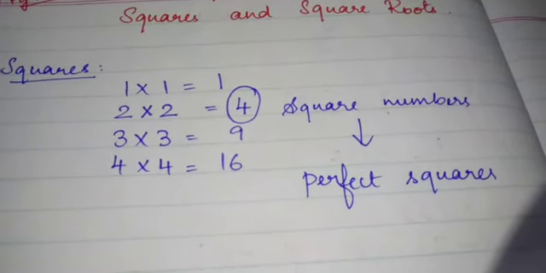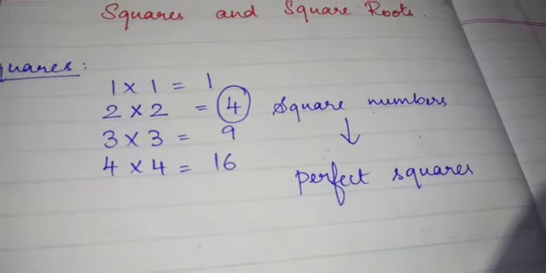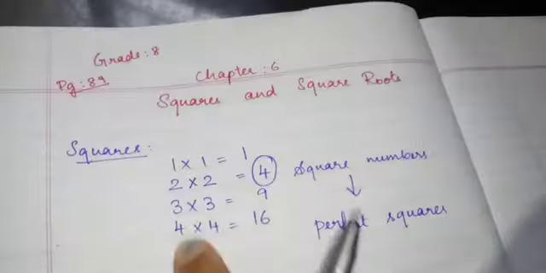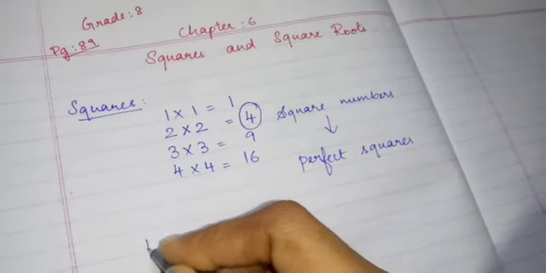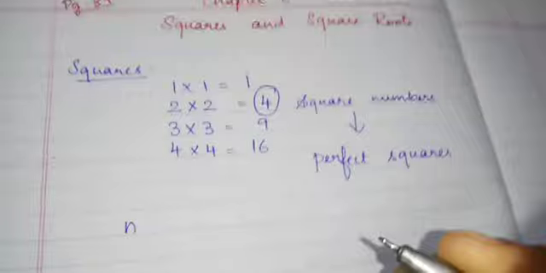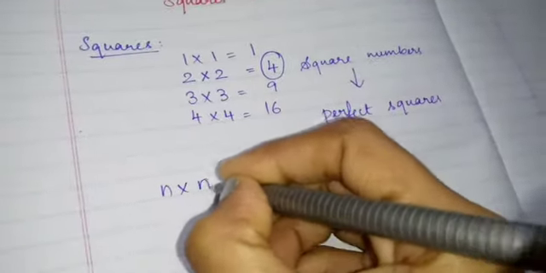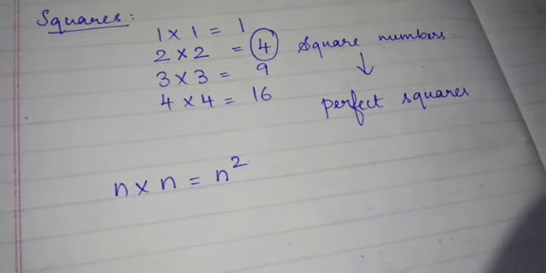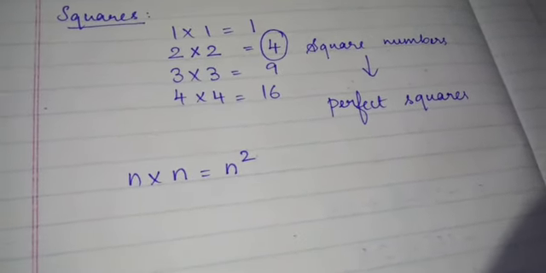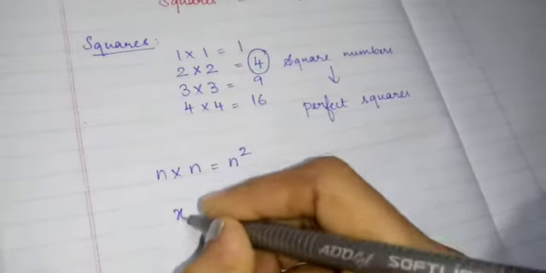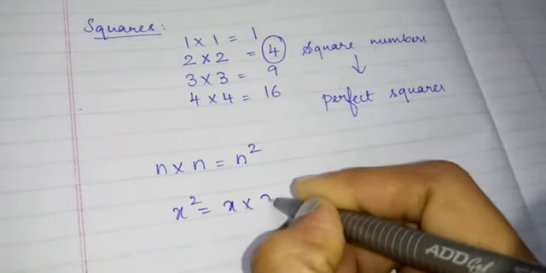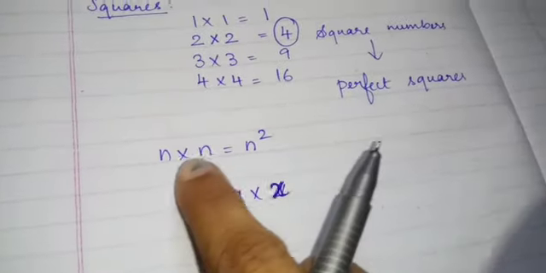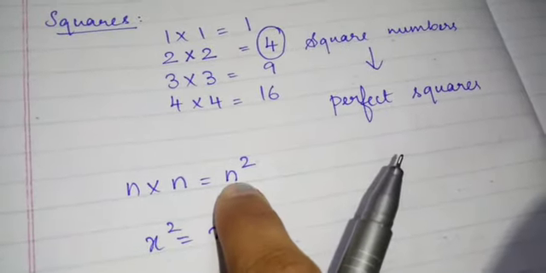Okay, next they have given a general term. General term means, for example, instead of giving 1, 2, 3, they will give n. They are giving one value as n. n into n is n square. We already have dealt with these values in exponents and powers. Do you remember? x square, how would you write? x into x. The same way n into n is n square.